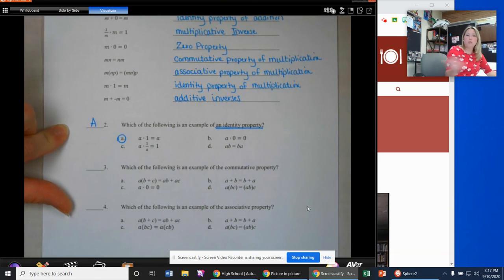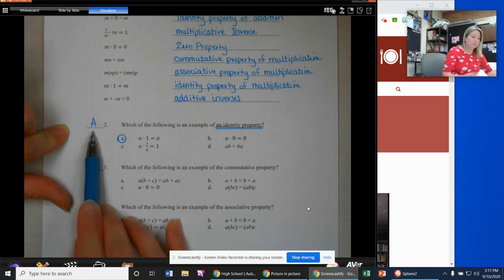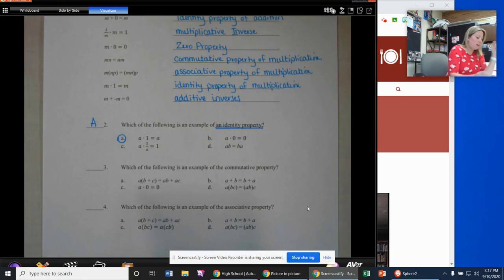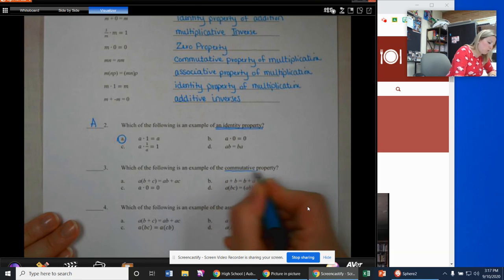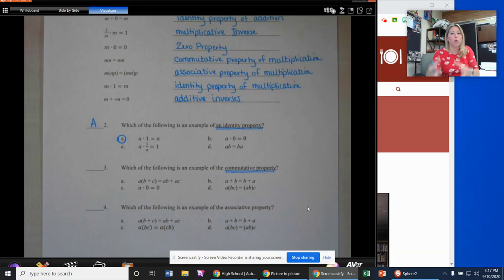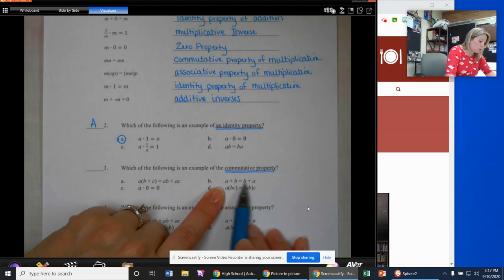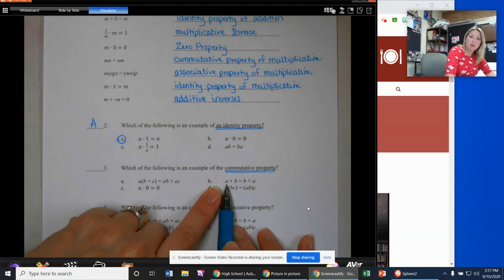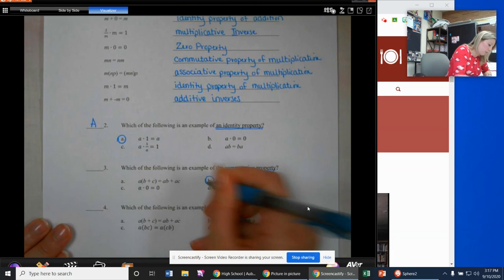Whenever we have multiple choice, we write the answer on the line provided. Which of the following is an example of the commutative property? Oh, so again, they didn't tell me it had to be of addition or of multiplication, but I'm just looking for where did my order switch? And so I'm looking. Order switch, right? So commutative property, order switch, choice B.